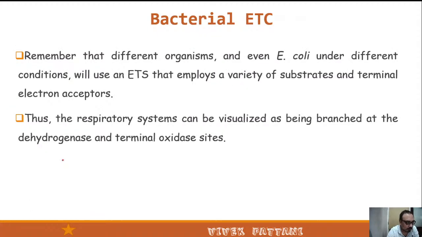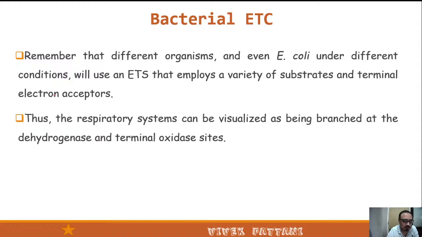And remember, different organisms, and even E. coli under different conditions, will use electron transport systems that employ a variety of substrates and terminal electron acceptors, and thus the respiratory systems can be visualized as being branched at the dehydrogenase and terminal oxidase sites.